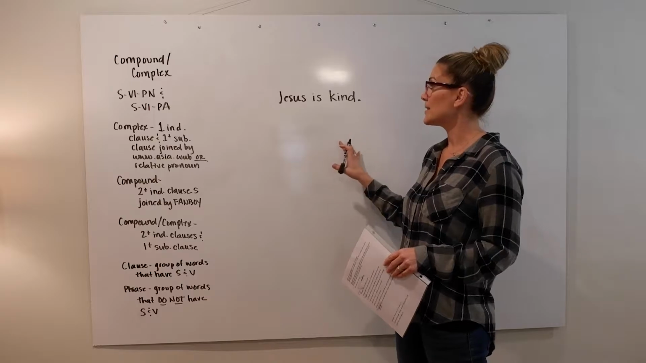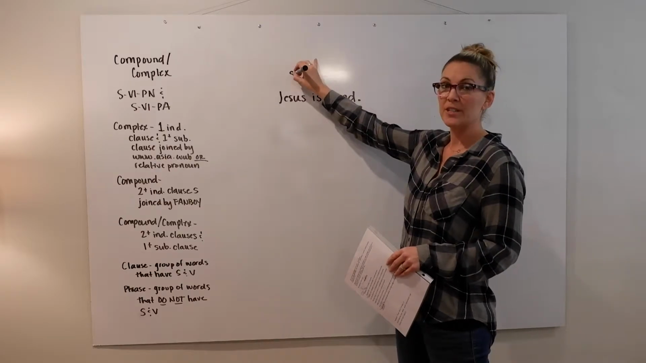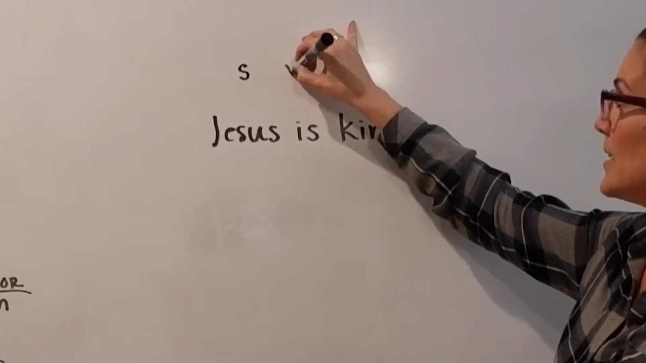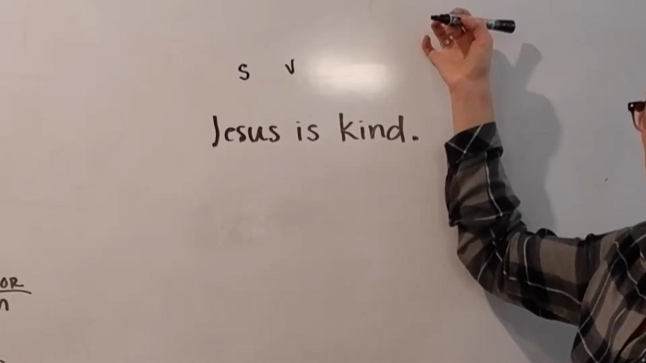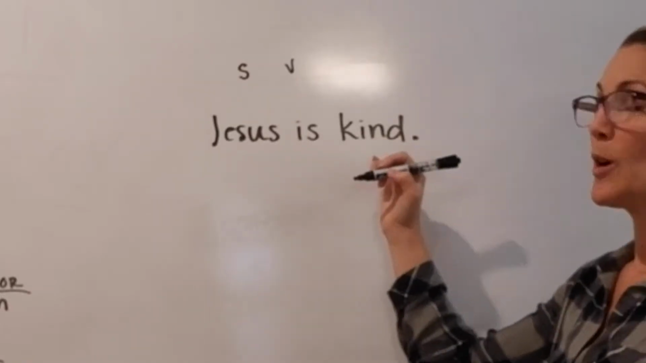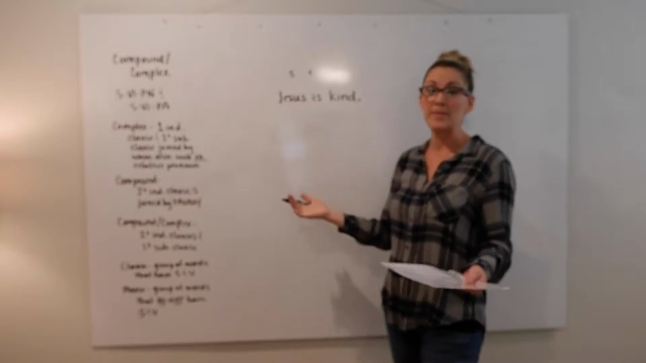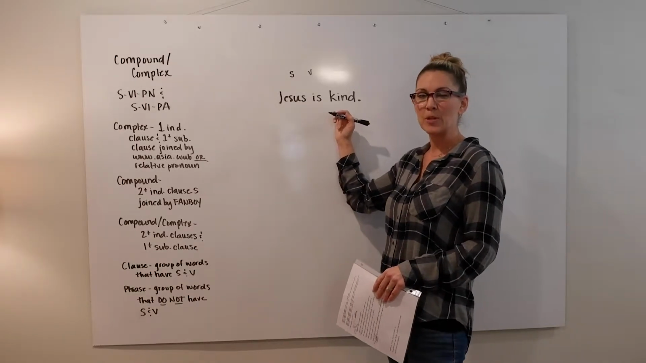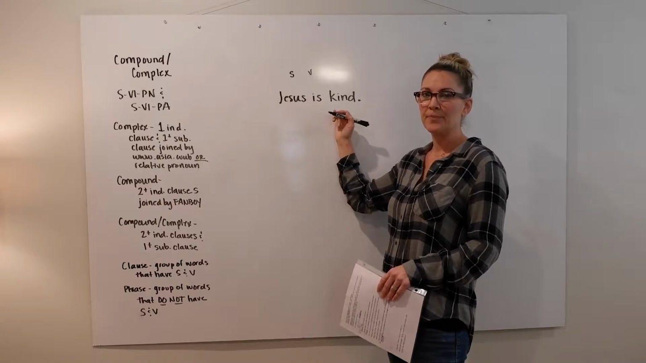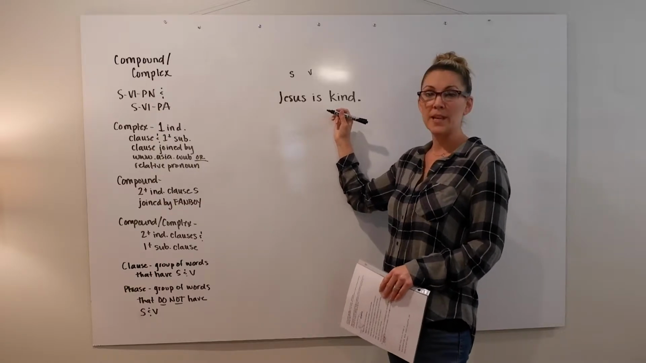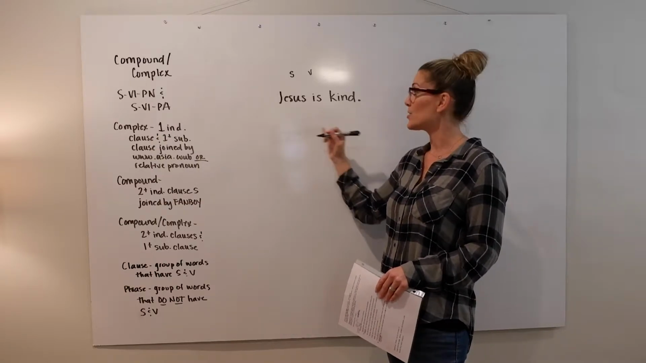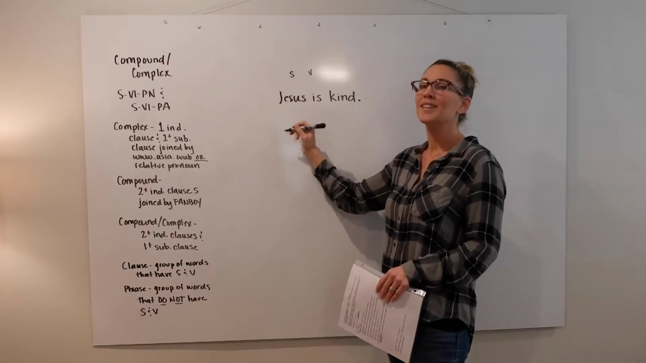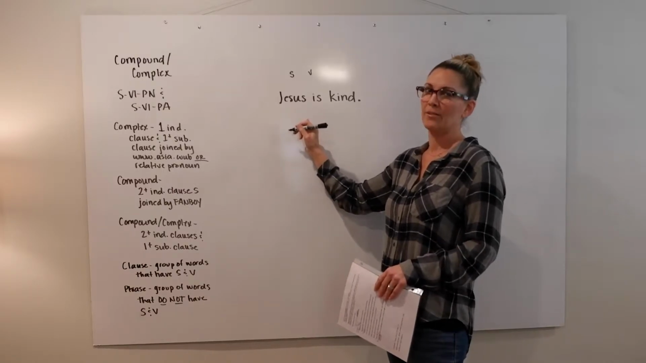So if we look at this sentence here, here's my subject, right? Jesus. What's being said about Jesus? He is who or what? He is kind. So let's ask ourselves a couple of questions. We might be tempted to think that's a direct object. Kind, is that a noun? Is that a person, place, thing, activity, or idea? No. It is what type of word? It's describing Jesus, right?